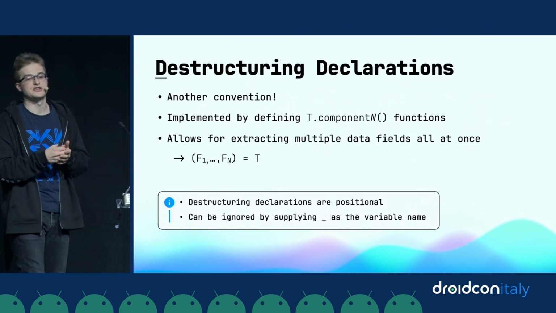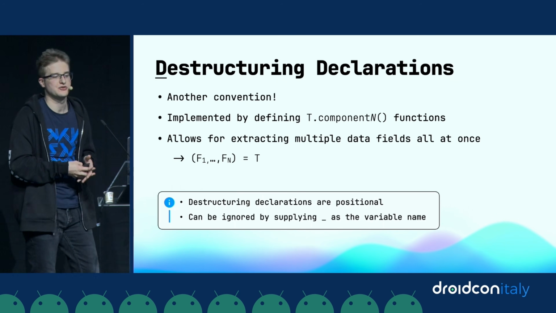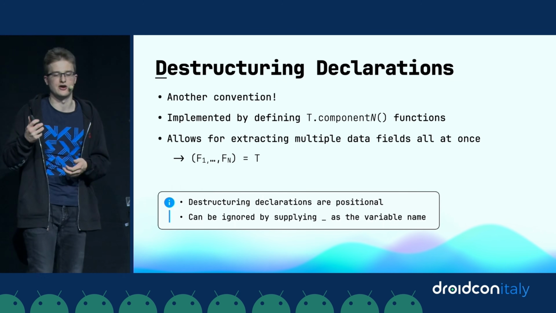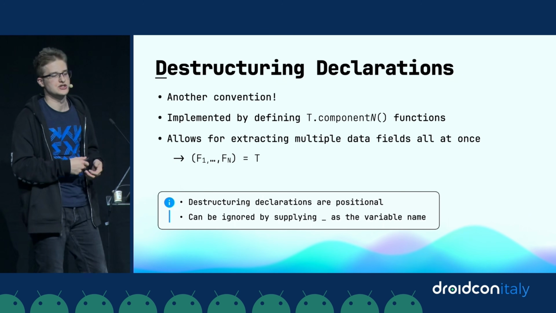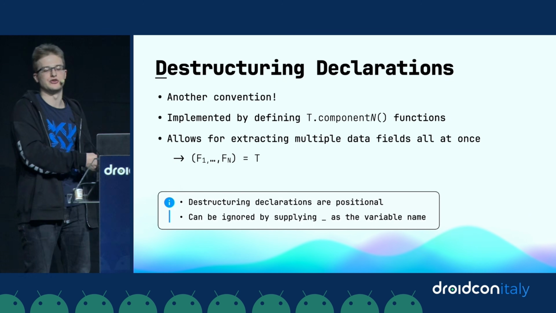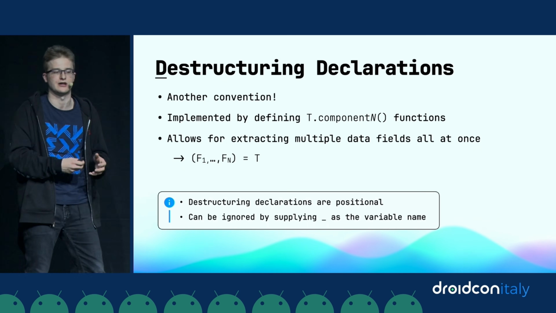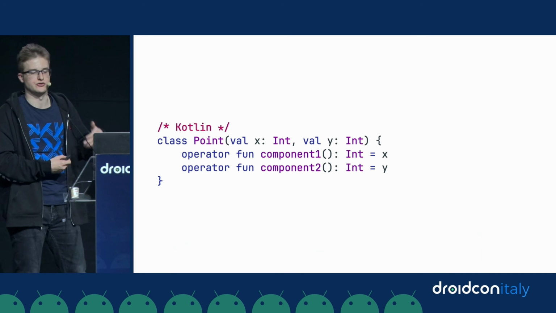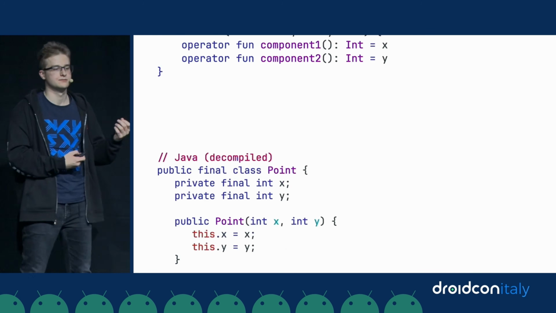Another convention that is really useful and is used sometimes is Destructuring Declarations, which are implemented by defining on a class the componentN function, which returns the nth component of the class. It's useful for extracting data fields from the class. That is, for example, how you can implement it in a Point, which has two variables, x and y. You implement component1 and component2.